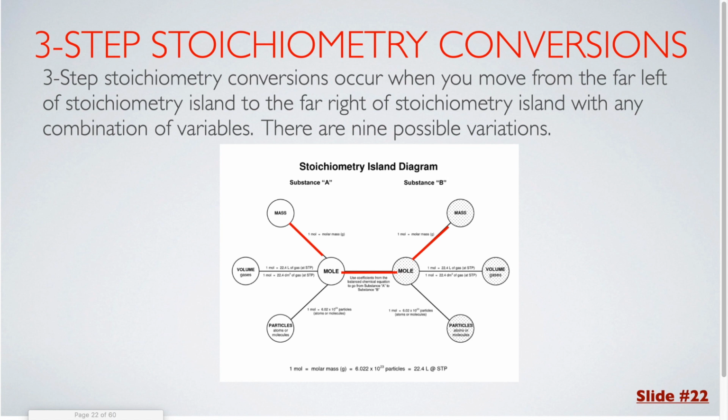island with any combination of variables, and there are 9 possible variations. So for one example, I could be starting off with the mass of one substance and going to the mass of another. So it would take me 1, 2, 3 conversions in order to get all the way across. I could also start with the mass of substance A and go to volume of substance B, mass of substance A to particles of substance B, or any other combination.